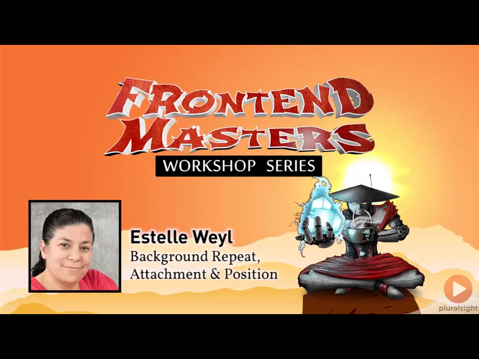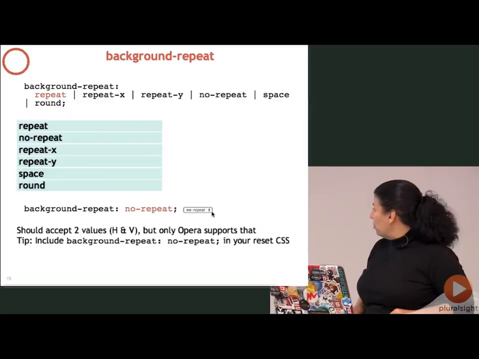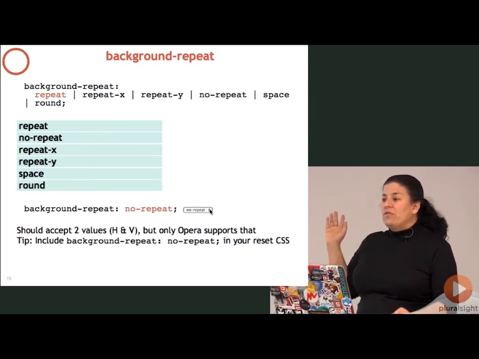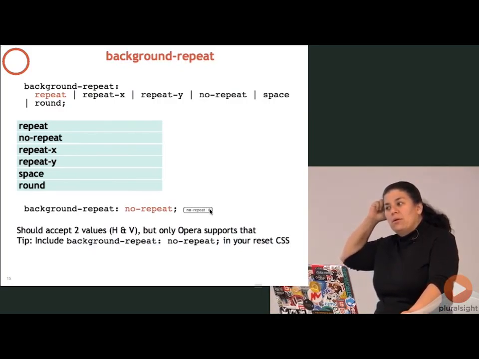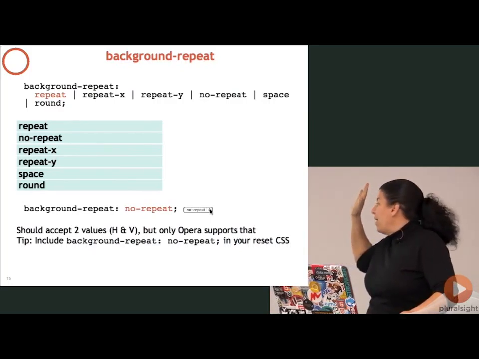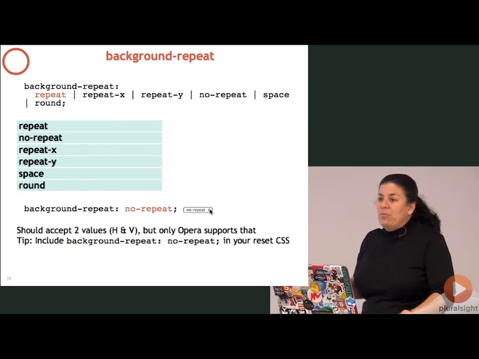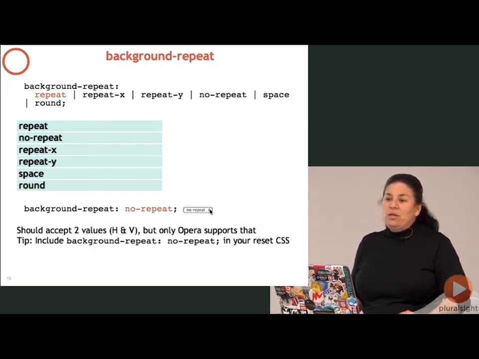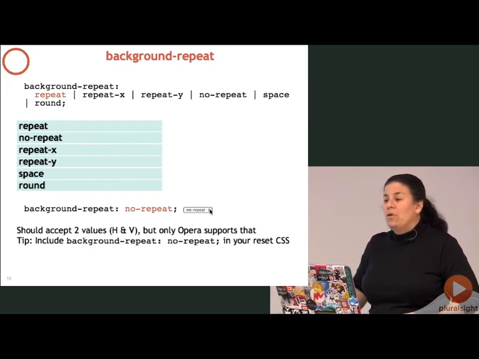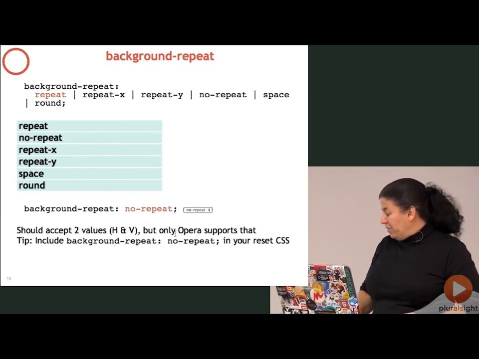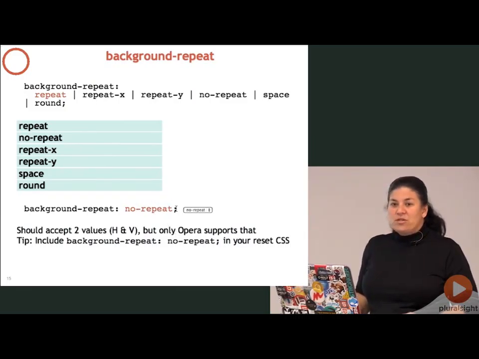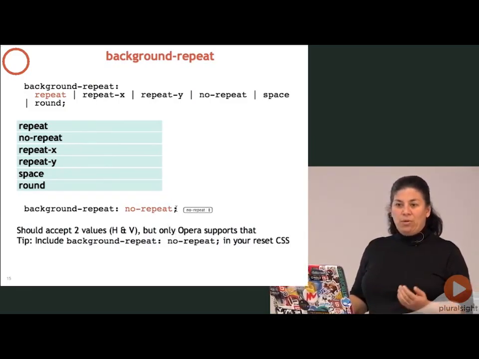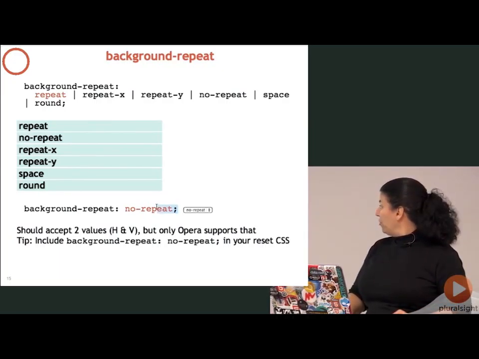Old property, background repeat, no repeat. Who here uses a CSS reset? Okay, so I actually add this line into my CSS reset because I do not want my background images repeating 99.9% of the time. So I always stick in, when it says margin 0, padding 0, I put background repeat, no repeat in there. No reason not to.